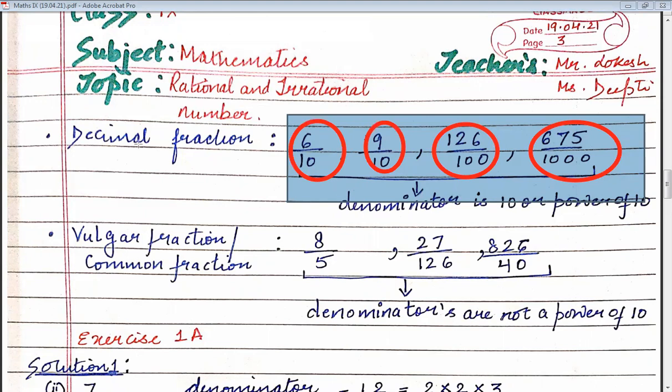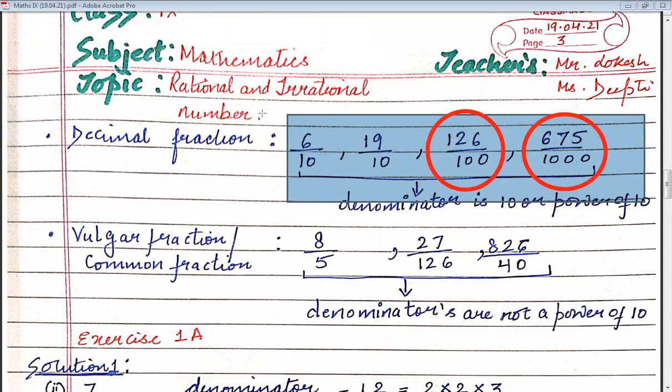So it means 6 upon 10, 9 upon 10, 19 upon 10, 126 upon 100, 675 upon 1000. These are all examples of decimal fractions. Now children, can you recall why this is a decimal fraction? Yes, you are right. Because here all the denominators are 10 or a power of 10.